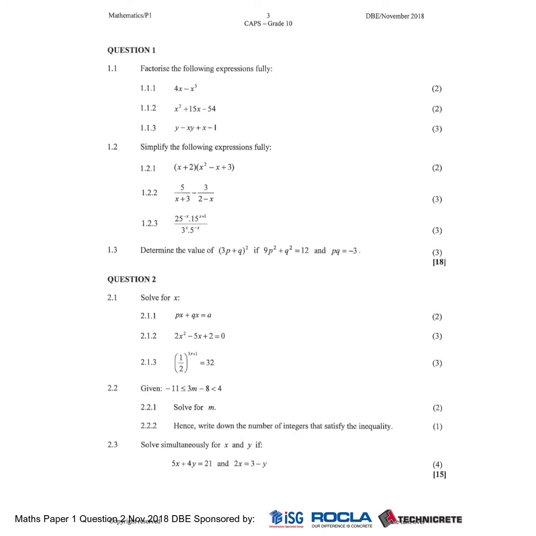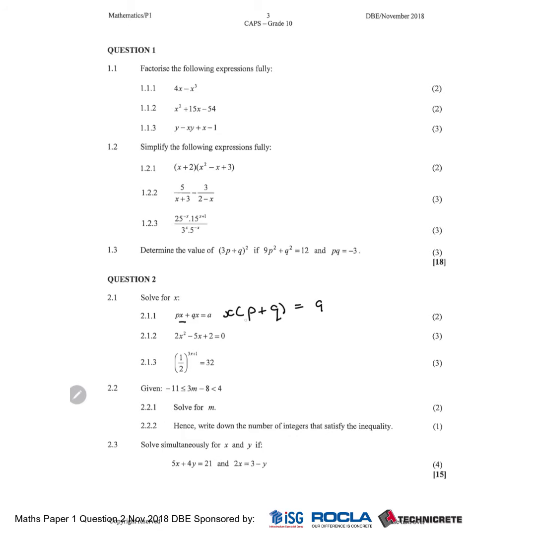Moving on to question 2 of grade 10 mathematics, November 2018 DBE paper. For 2.1, they want us to solve for x. For the first question, it's px plus qx is equal to a. I automatically see that there's a common factor here, which is x, so we'll take that out. So x(p plus q) is equal to a.